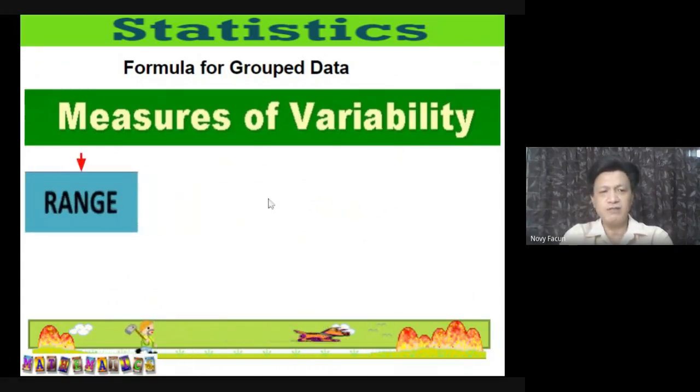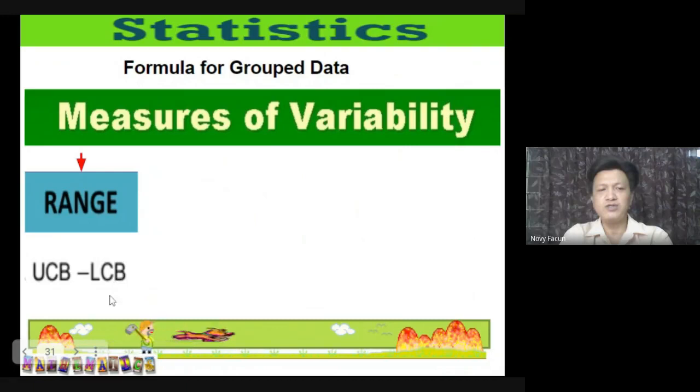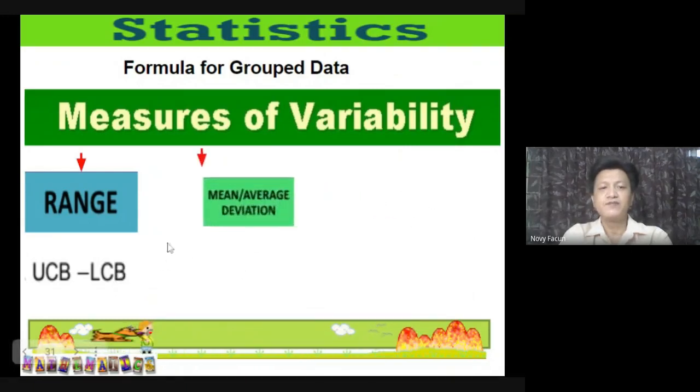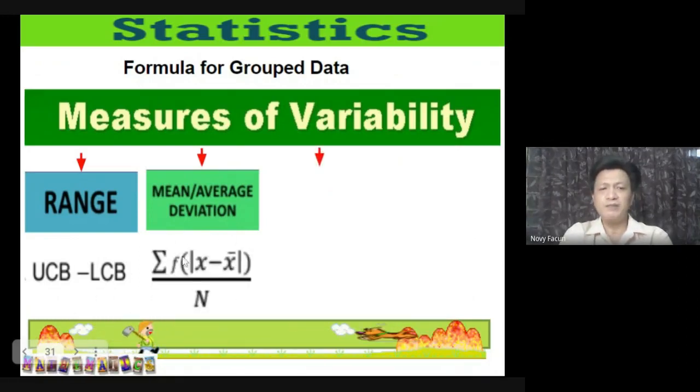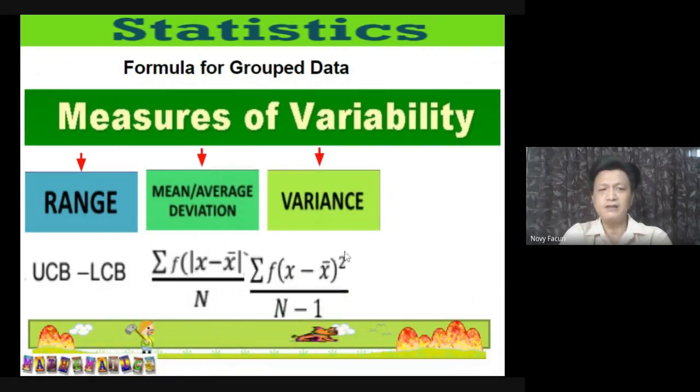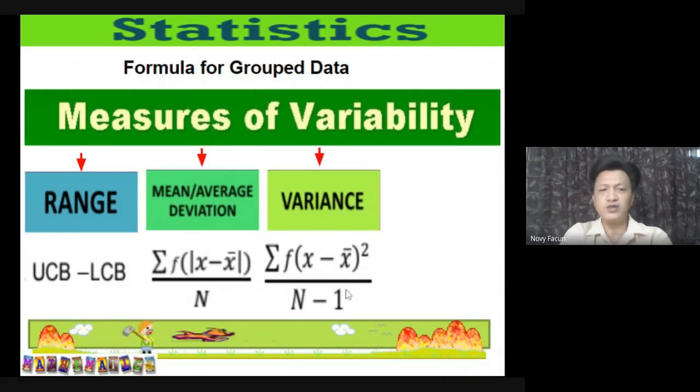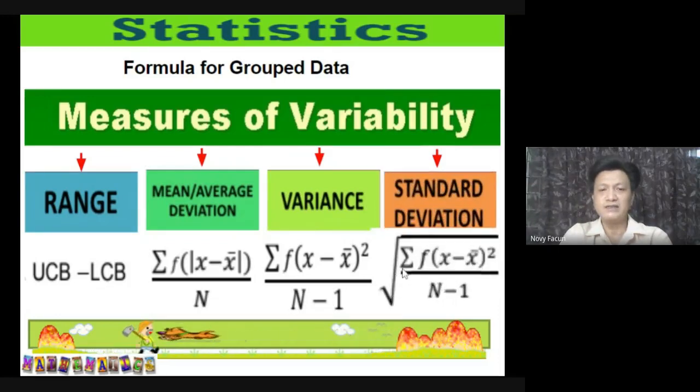Okay, we have the range, di ba? That is the upper class boundary minus lower class boundary. And for the mean deviation or the average deviation is equal to summation of the product of the absolute deviation divided by n. And for the variance naman, summation of the product of the square deviation divided by n minus 1. And for the standard deviation, the formula is square root of the summation of the product of the frequency and the square deviation divided by n minus 1. Kung mapapansin nyo yung variance, okay, at yung standard deviation, dinagdagan lang ng square root doon sa standard deviation.